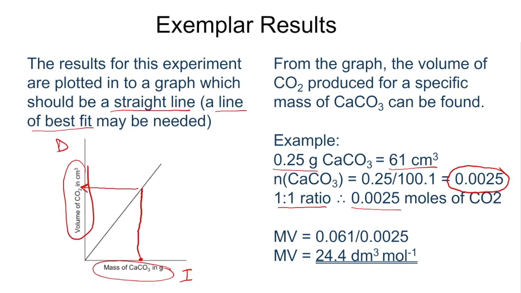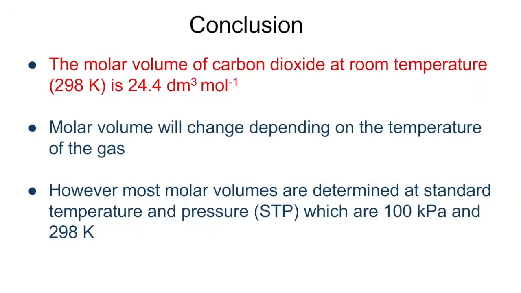I can then take my volume and divide it by my number of moles, if you remember your triangle for molar volume, and I determine that my molar volume is 24.4 decimetres cubed per mole. Therefore, for this particular reaction at room temperature, very important, our molar volume of carbon dioxide is 24.4 decimetres cubed per mole. Now, very important that we remember that molar volume will change depending on the temperature of the gas.